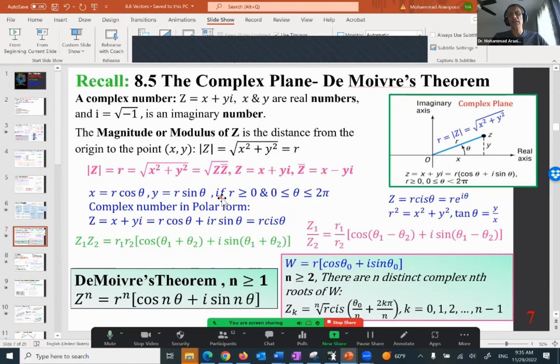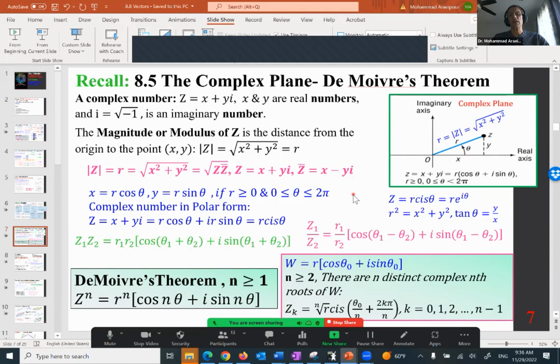Complex plane. The x-axis is considered to be the real axis. The y-axis is the imaginary axis. And the magnitude OZ, or the magnitude of z, or r, is square root of x squared plus y squared. And we can find theta as usual. Tan theta is y over x. We have to consider the proper quadrant.